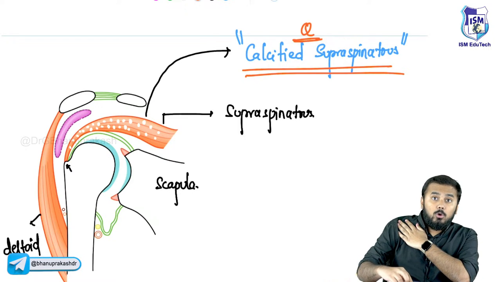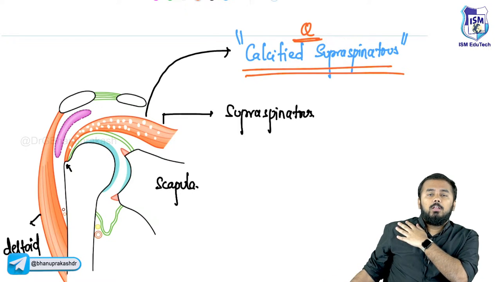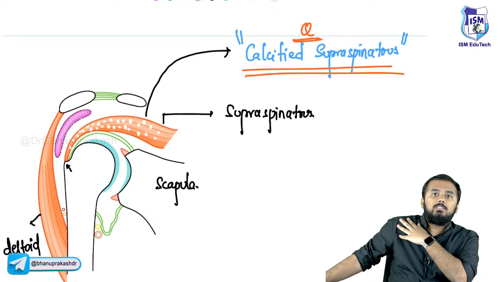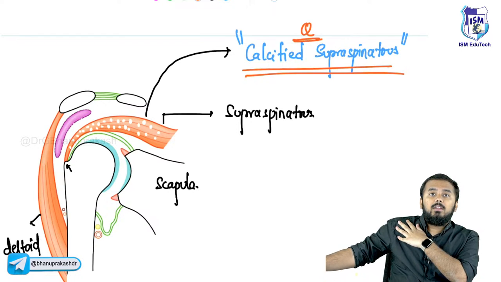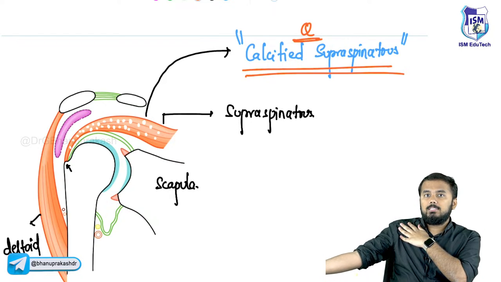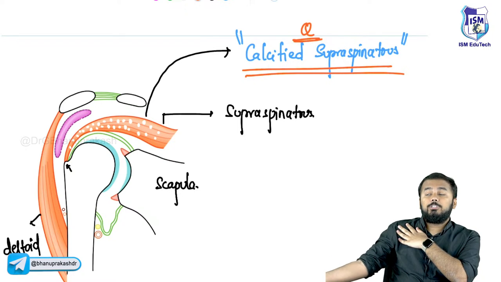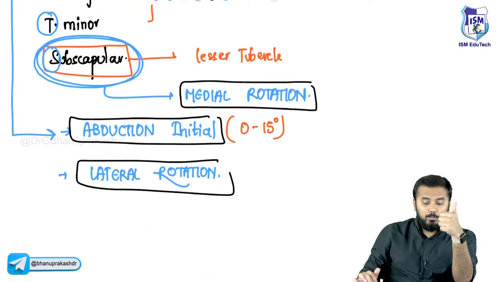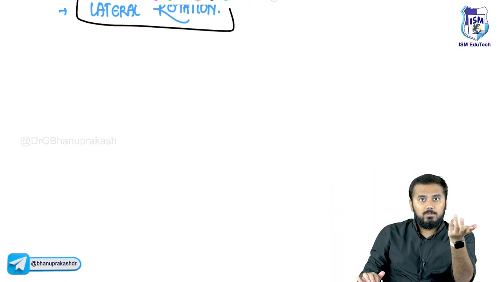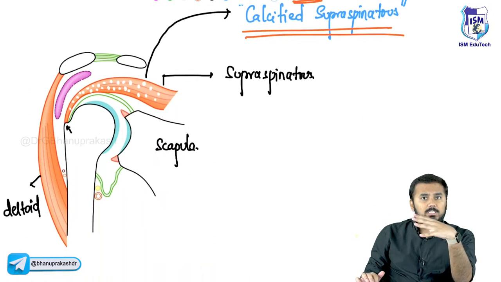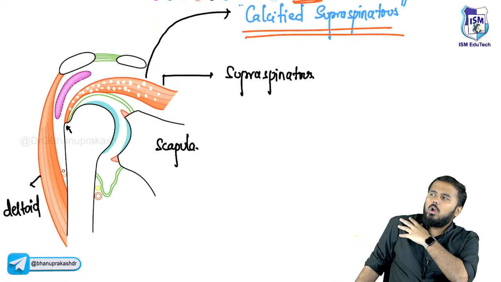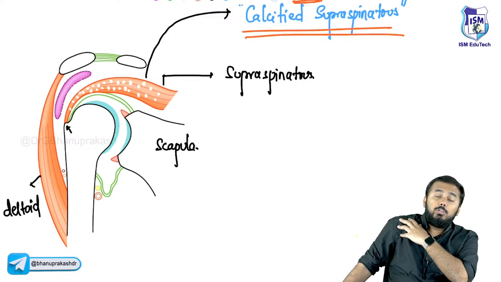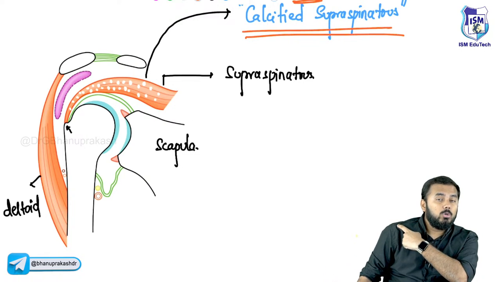Hai na? Batao kaunsa test karunga? I will tell the patient to raise his hand to 15 degrees. Initial abduction. I will tell the patient to laterally rotate his arm. I will tell the patient to medially rotate his arm. It means what muscles I'm checking? I'm checking supraspinatus muscle. I'm checking subscapularis muscle. You know? So I check these muscles. So all the muscle functions are fine, but the patient is not able to lift the hand. Why? Because here calcium deposit hua.